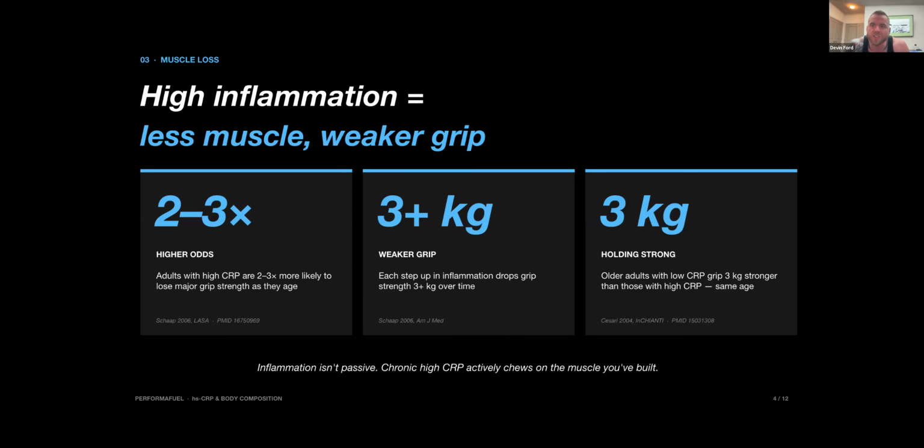As your C-reactive protein goes up, your muscle and grip strength goes down. You are at 2 to 3 times higher odds of losing grip strength if your C-reactive protein was high. People had drops of over 3 kilograms of their grip strength with their C-reactive protein being high, which is quite high. That's like 7 pounds or so.